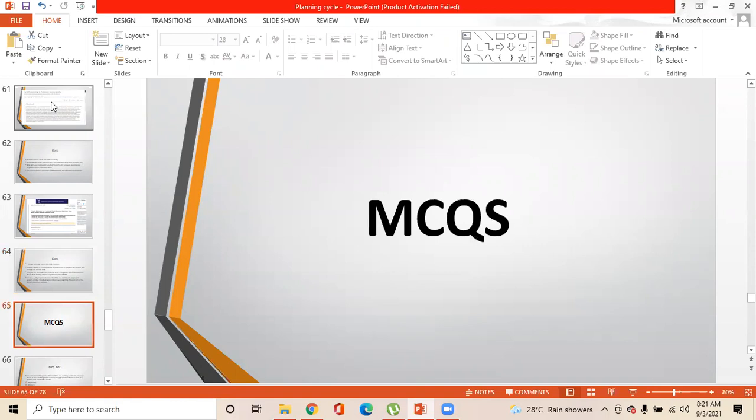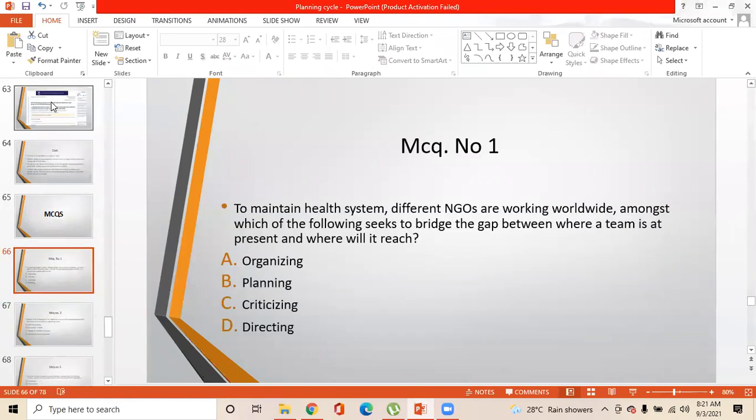MCQs. MCQ number 1: to maintain a health system, different NGOs are working worldwide. Amongst which of the following seek to bridge the gap between where the team is at present and where it will reach? Option A is organizing, B planning, C criticizing, and D directing. B, planning. Yes, B is the right answer. This is planning.